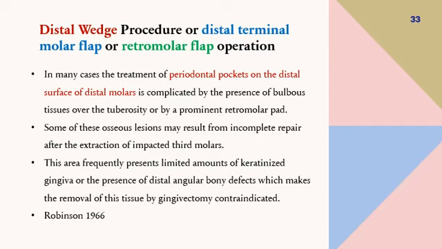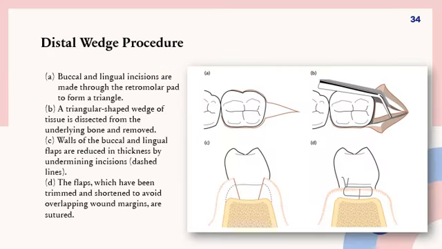Distal wedge procedure was originally described by Dr. Robinson in 1966. The distal wedge procedure in the distal of mandibular molars is usually as described in this picture. Buccal and lingual incisions are made through the retromolar pad to form a triangle in this area, and a triangular shaped wedge of tissue is dissected from the underlying bone and then it is removed.